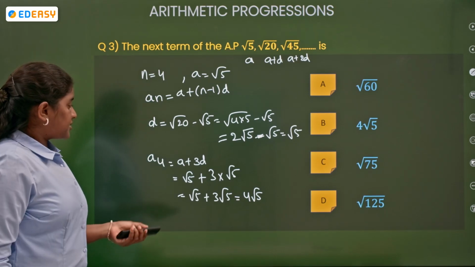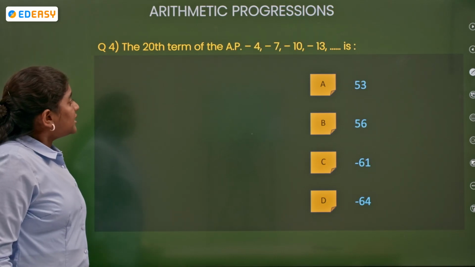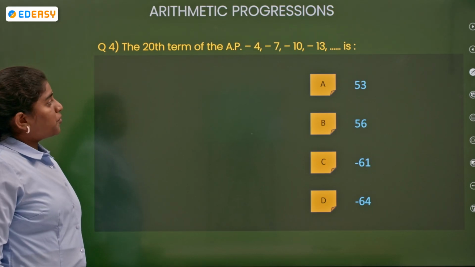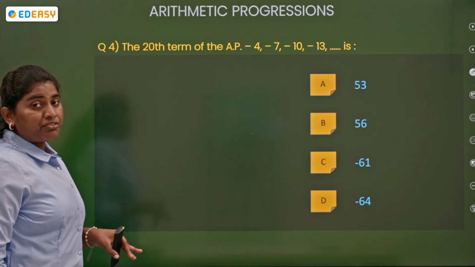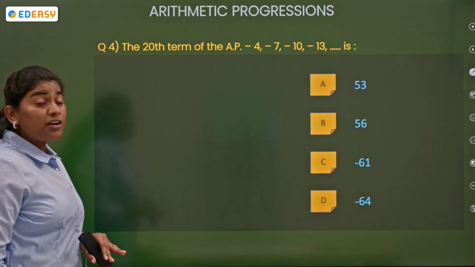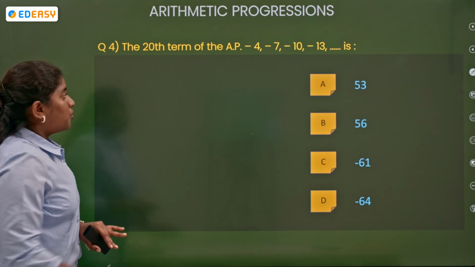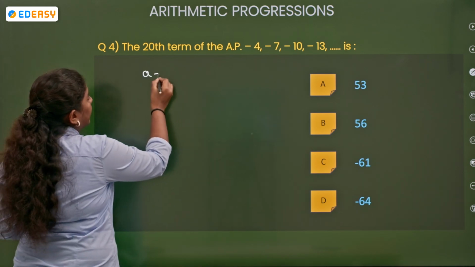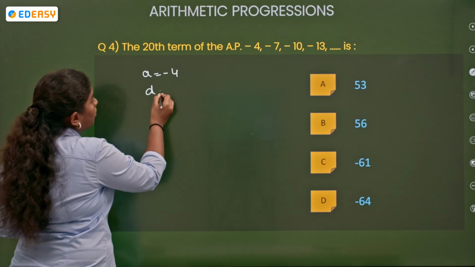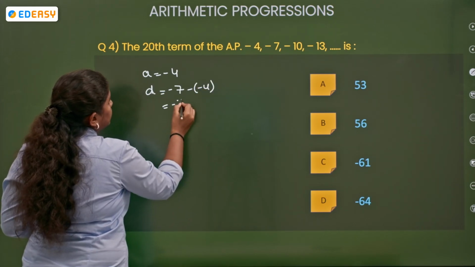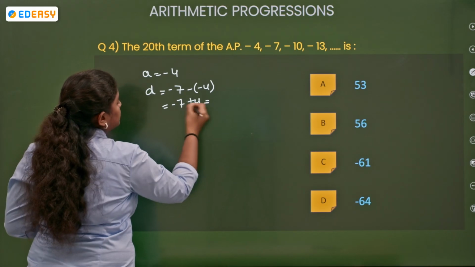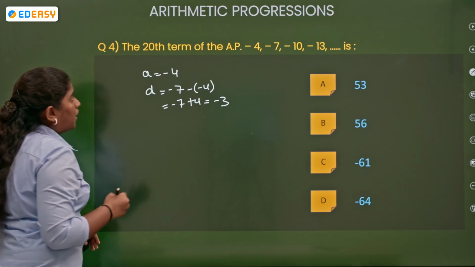Now moving to the next. The 20th term of the AP minus 4, minus 7, minus 10, minus 13 is. So here they gave the AP for us and they are asking us to find the 20th term. Coming to here, what is the first term? A is your minus 4. Then find the common difference: minus 7 minus of minus 4, that is minus 7 plus 4, which is minus 3.